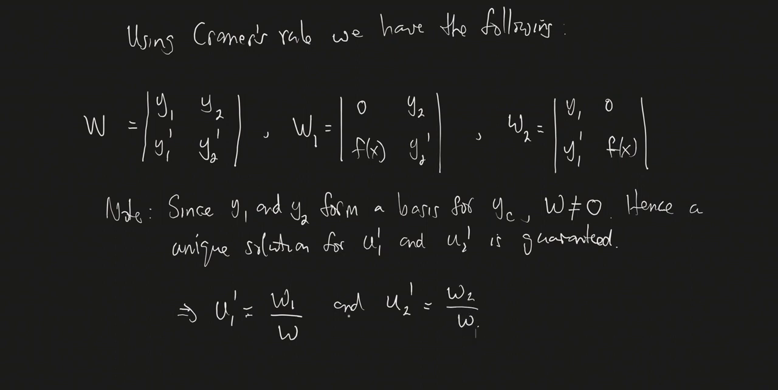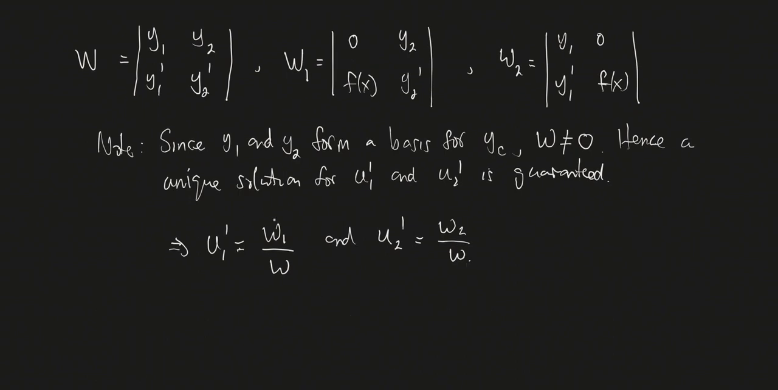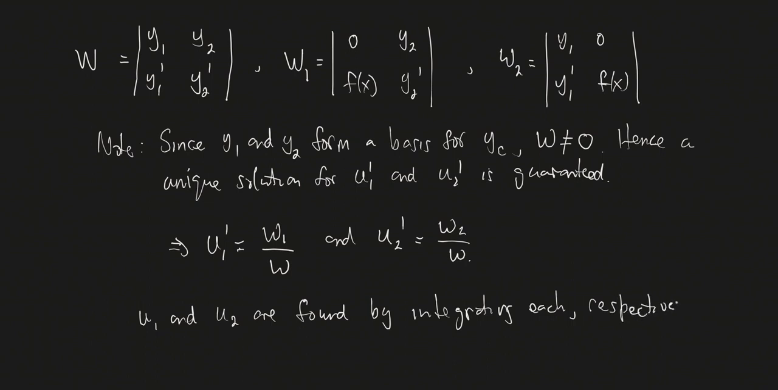Then u1 and u2 are found by integrating each of these respectively, right? Now, when we integrate, we normally take all possible antiderivatives and we use that constant of integration.